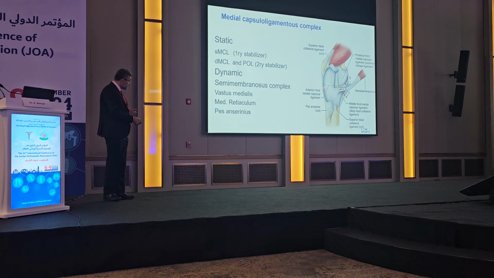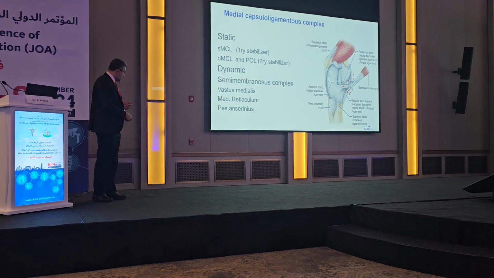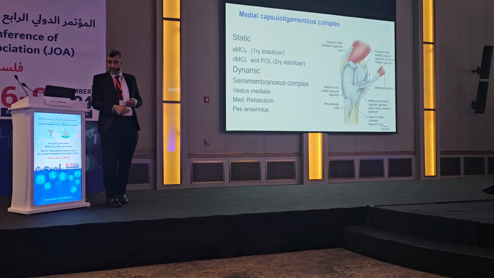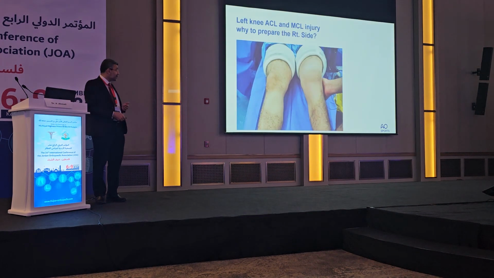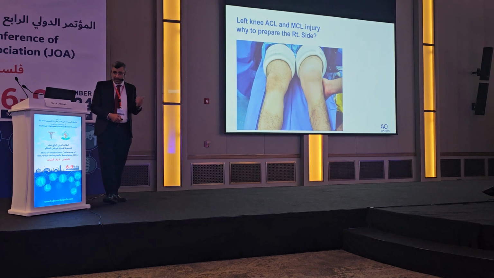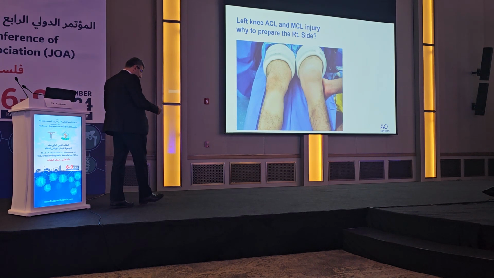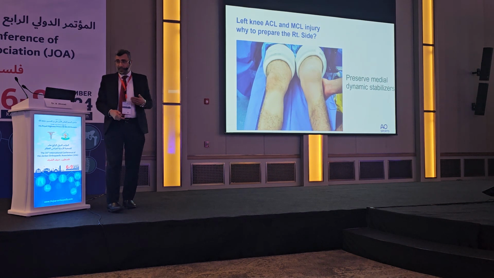Look at how complex this is, the semimembranosus insertion. It's complex, yeah? So it's not a simple anatomy. And also we have the vastus medialis, the medial retinaculum, and the pes anserinus, which we commonly use in ACL reconstruction. So these are dynamic stabilizers we have to preserve. Now, this is a case for ACL. He has ACL and MCL injury, and we plan to do surgery. Why do we prepare the other side? Who knows? To preserve the dynamic stabilizer.